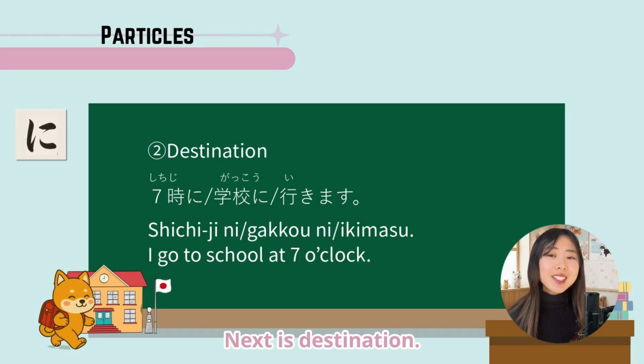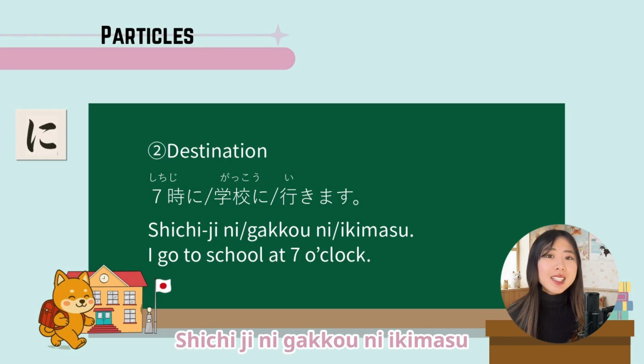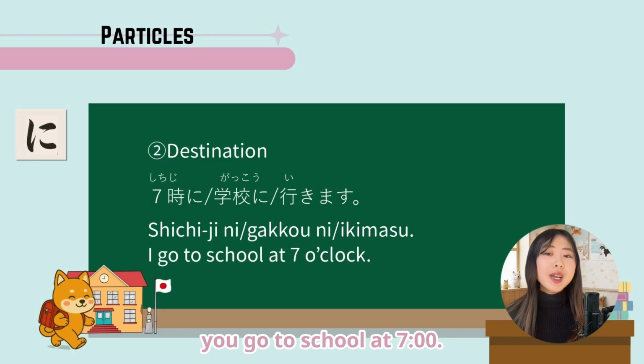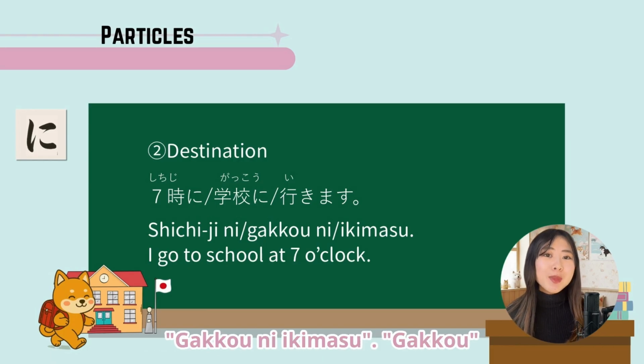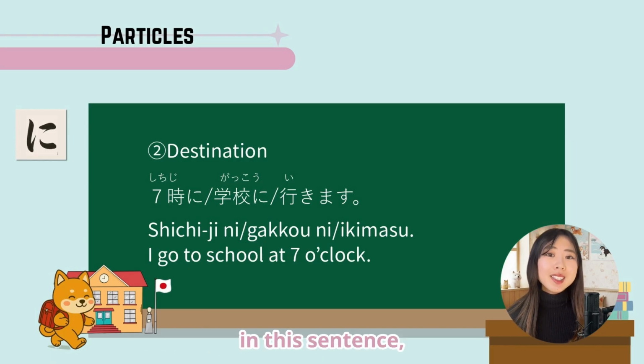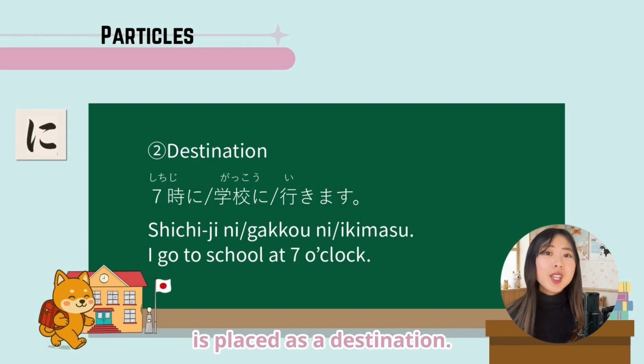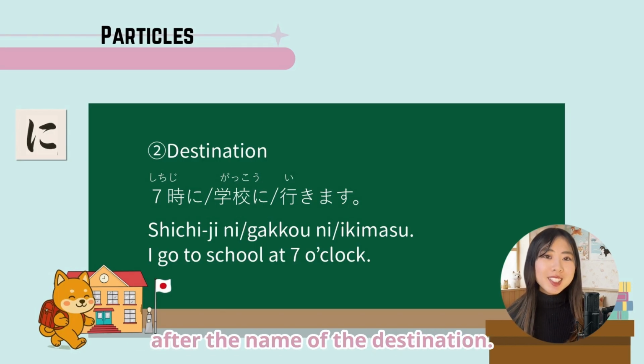Next is destination. 7時に学校に行きます, which means you go to school at 7. 7時に, this is a part of the previous sentence. 学校に行きます. 学校 in this sentence is placed as a destination. So you're going to use the particle ni after the name of the destination.